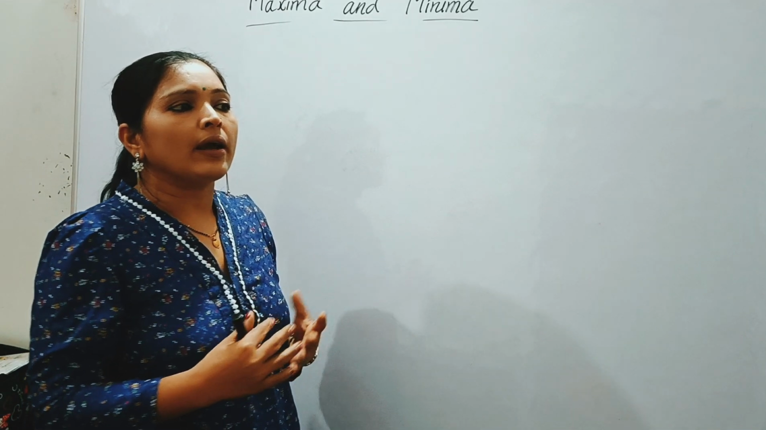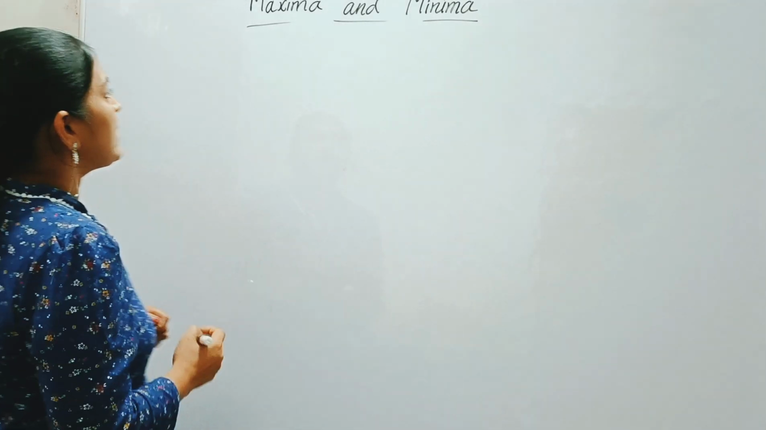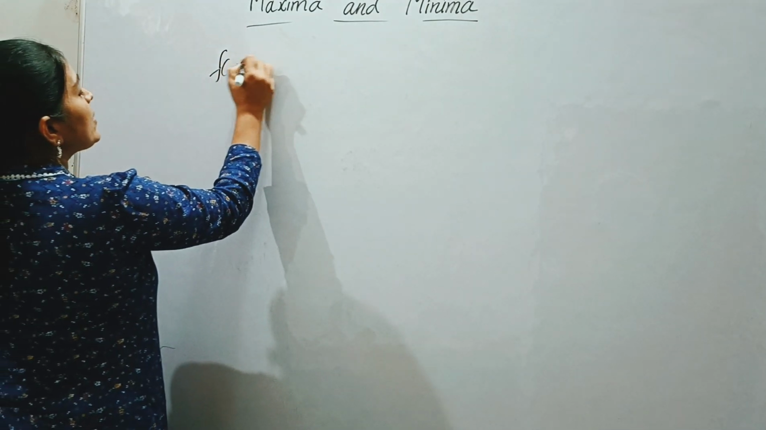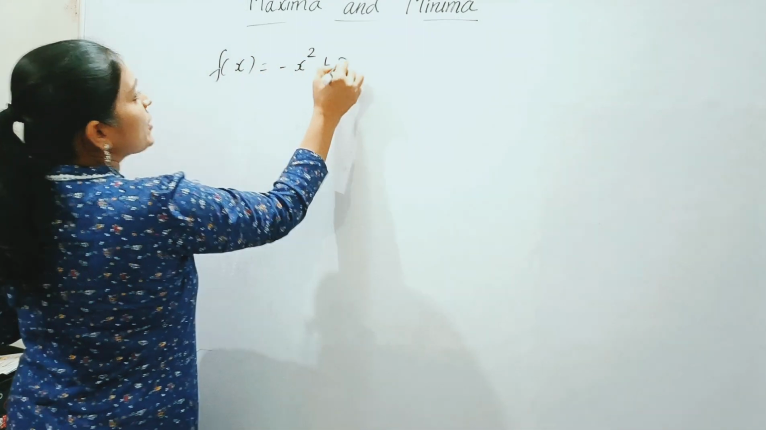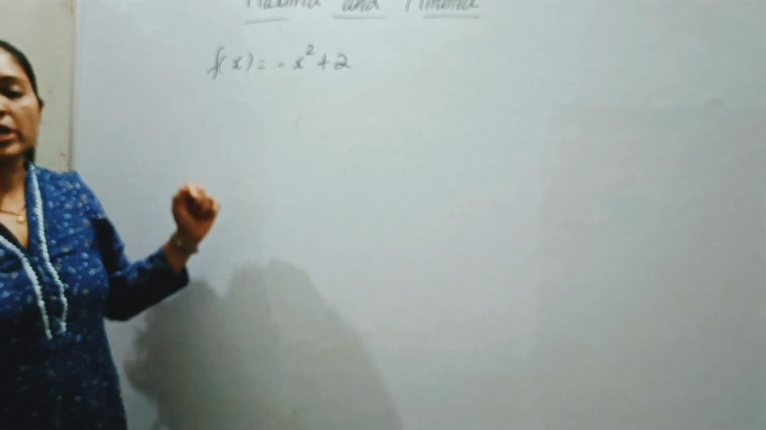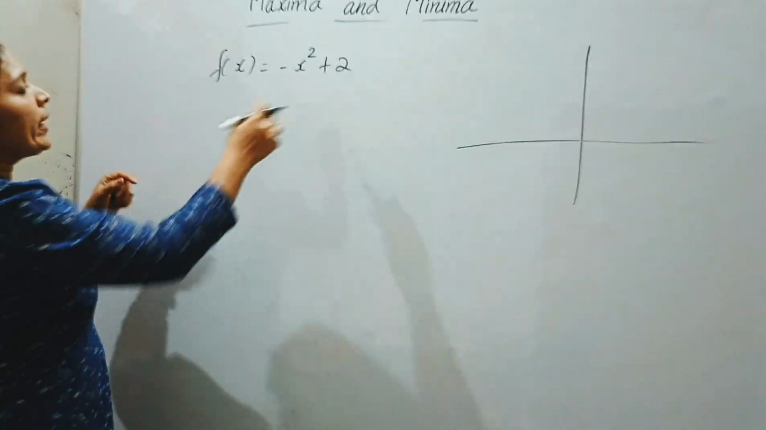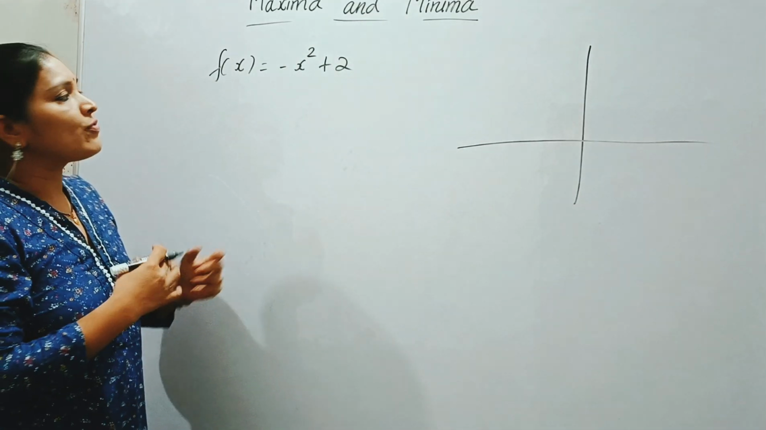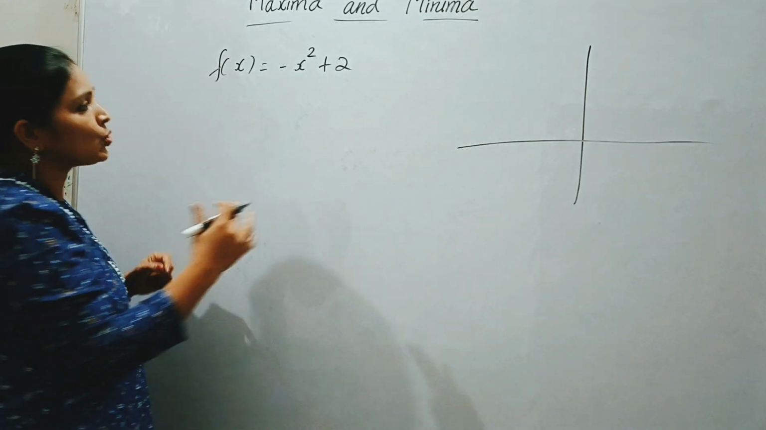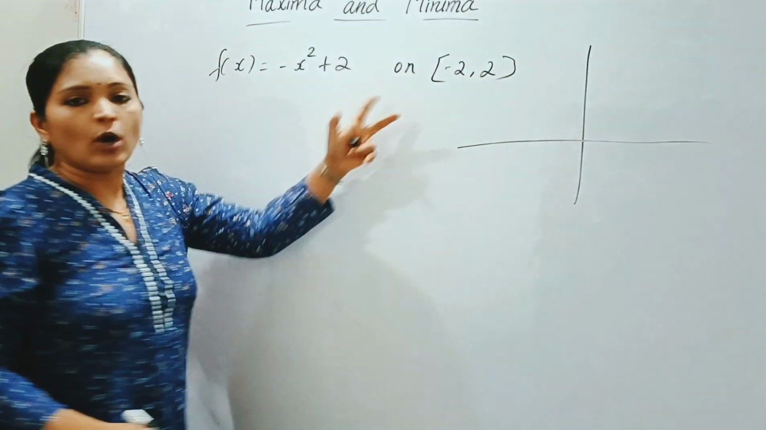Now let's see what the maximum and minimum values are. Say for example, f of x is equal to minus x square plus 2. I have an example function f of x is equal to minus x square plus 2. See, its graph is like this. Now let's see all the function values. I am defining this function f of x is equal to minus x square plus 2 on minus 2 to 2. It is the domain.